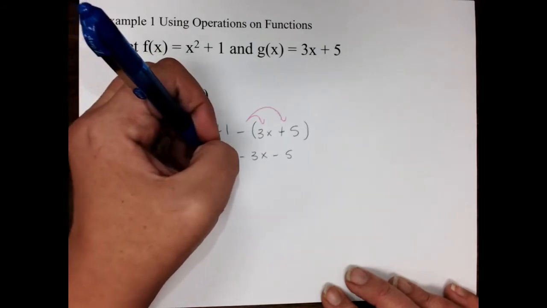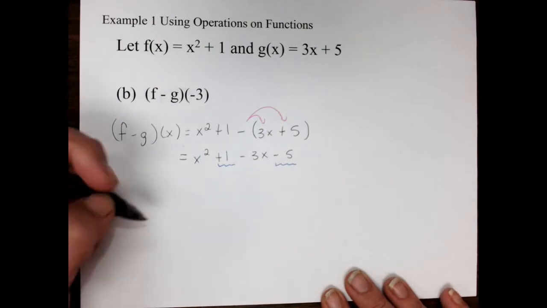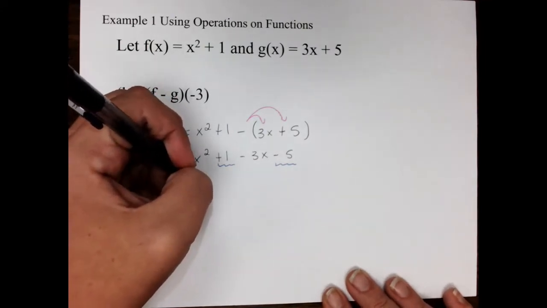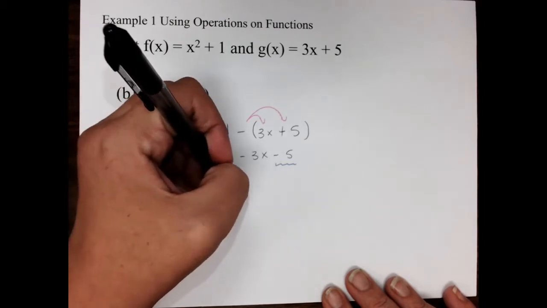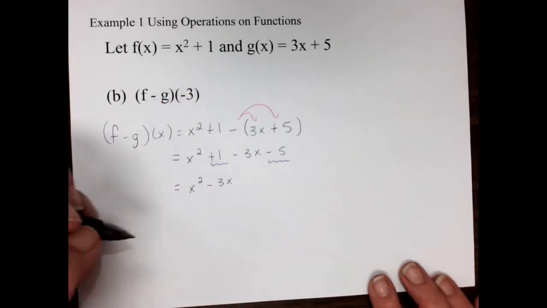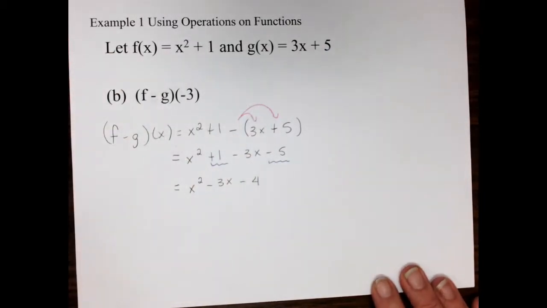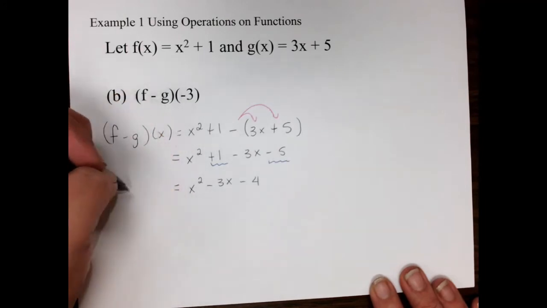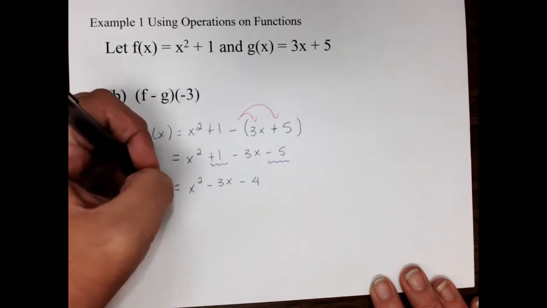Again, I've really only got two similar terms that are constants. So let's go ahead and do some cleanup here. I'll bring down my x squared and my minus 3x, but now I need to combine 1 and negative 5. Adding those, I get minus 4. So here is my value, right? This is f minus g of x.